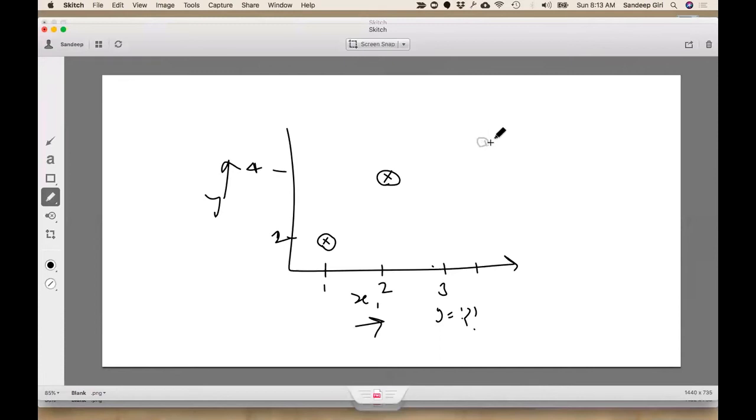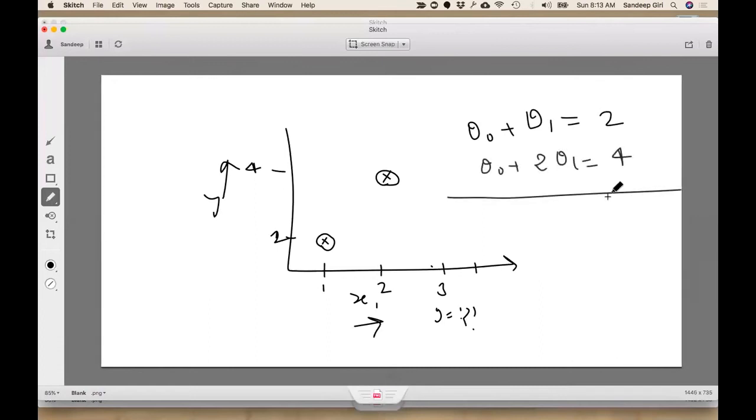So we can say for x is 1, we have theta naught plus theta 1 equals 2, right? And theta naught plus twice of theta 1 equals 4, right? When we solve these equations, theta naught gets cancelled, and when we subtract we find minus theta 1 is minus 2. So theta 1 is 2, correct? So for x equals 1, y is 2.